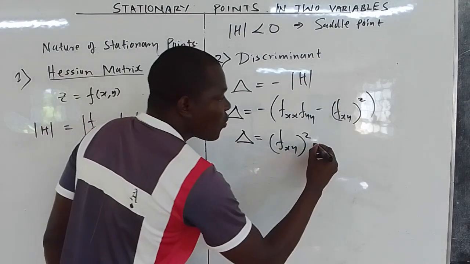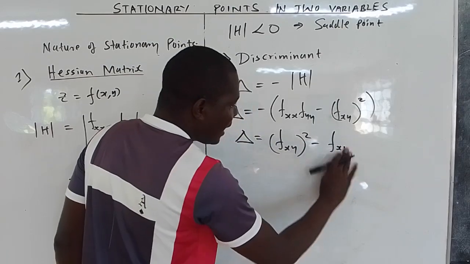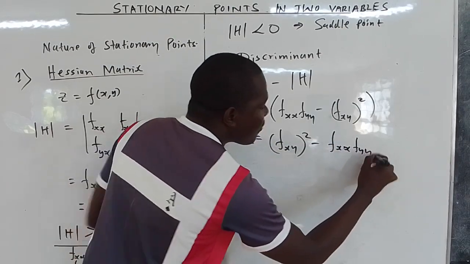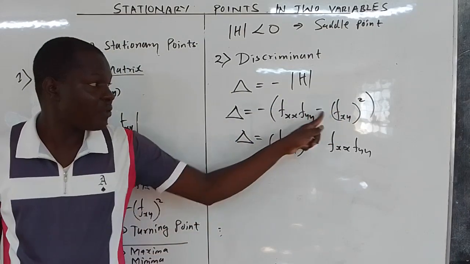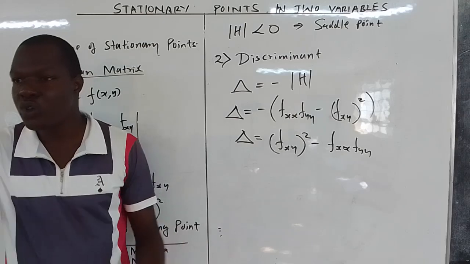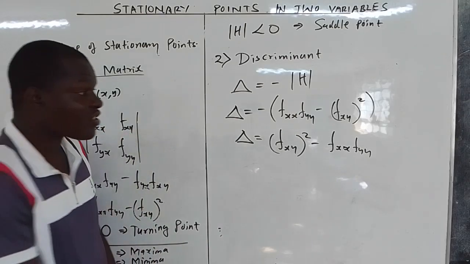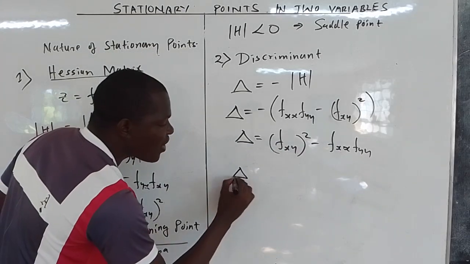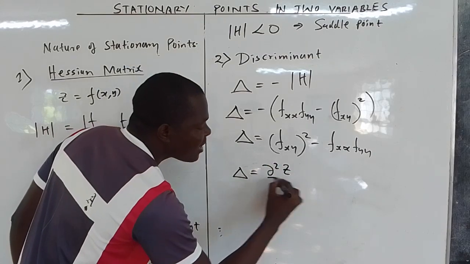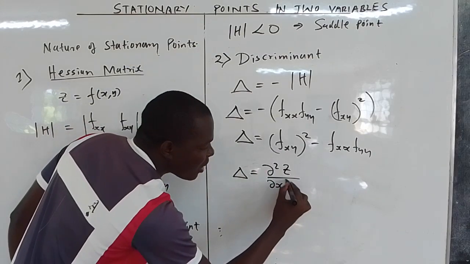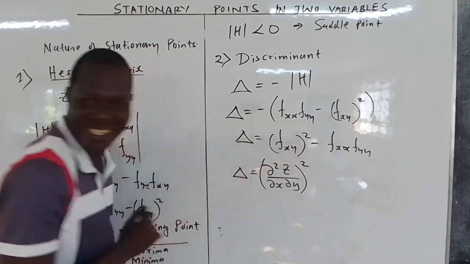So it is f of xy squared minus f of xx, f of yy. When you take the negative inside, you rearrange, isn't it? So that you now start with that one. Are we together there? So look at this. Now if you expand this, what do you see to be the discriminant? You differentiated z first partially with respect to x, then partially with respect to y, and then the whole of it is squared, isn't it?